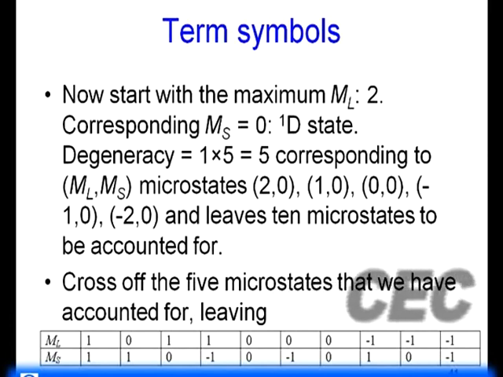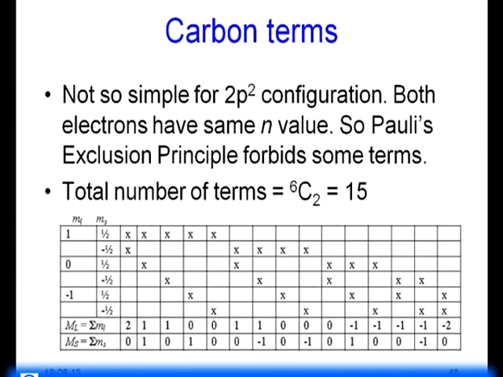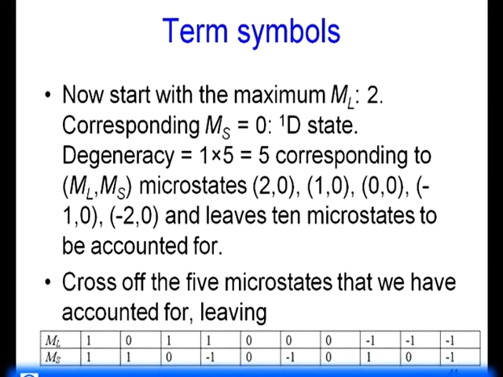You start with the maximum ml value. The maximum ml value here was equal to 2, because I am reading out 2, 1, 1, 0, 0, 1, 1, 0, 0, 0, minus 1, minus 1, minus 1, minus 1, minus 2. The absolute magnitude of both of these was equal to, the maximum value is equal to 2, and for ms it is equal to 0. I look only at the ml value, and ml is equal to 2.